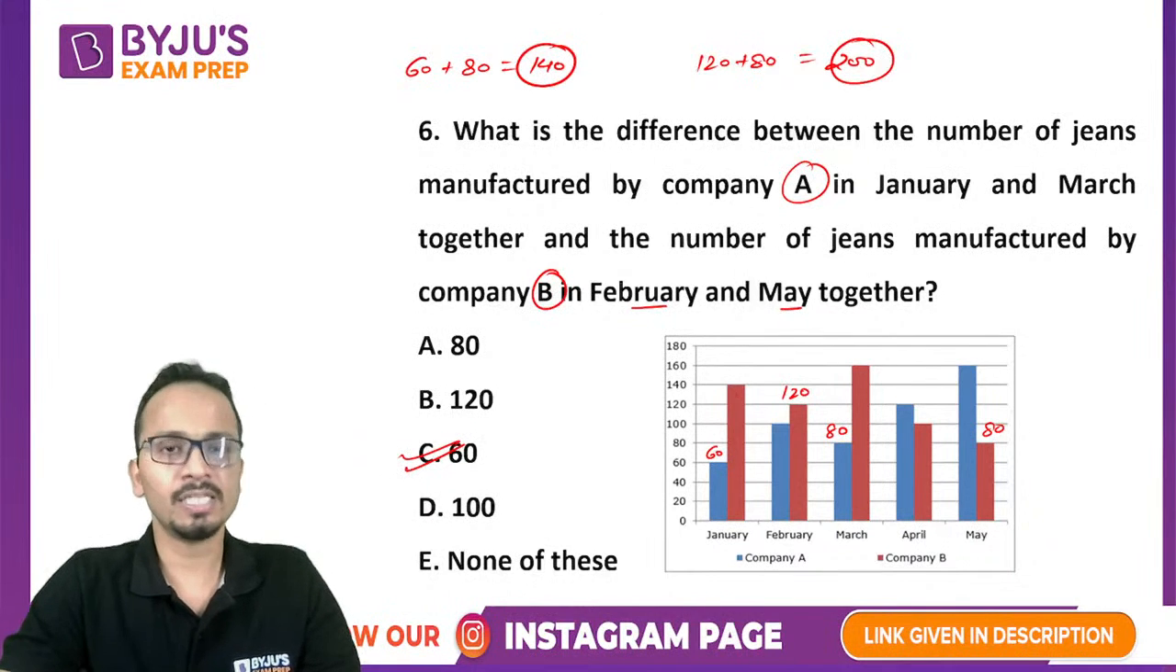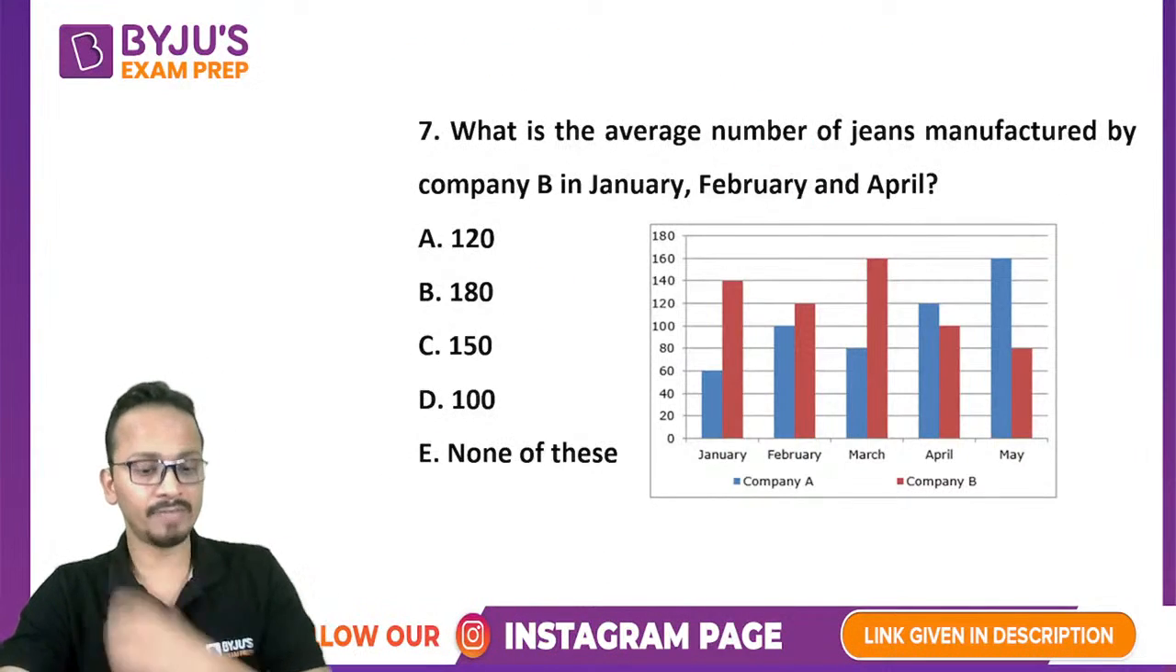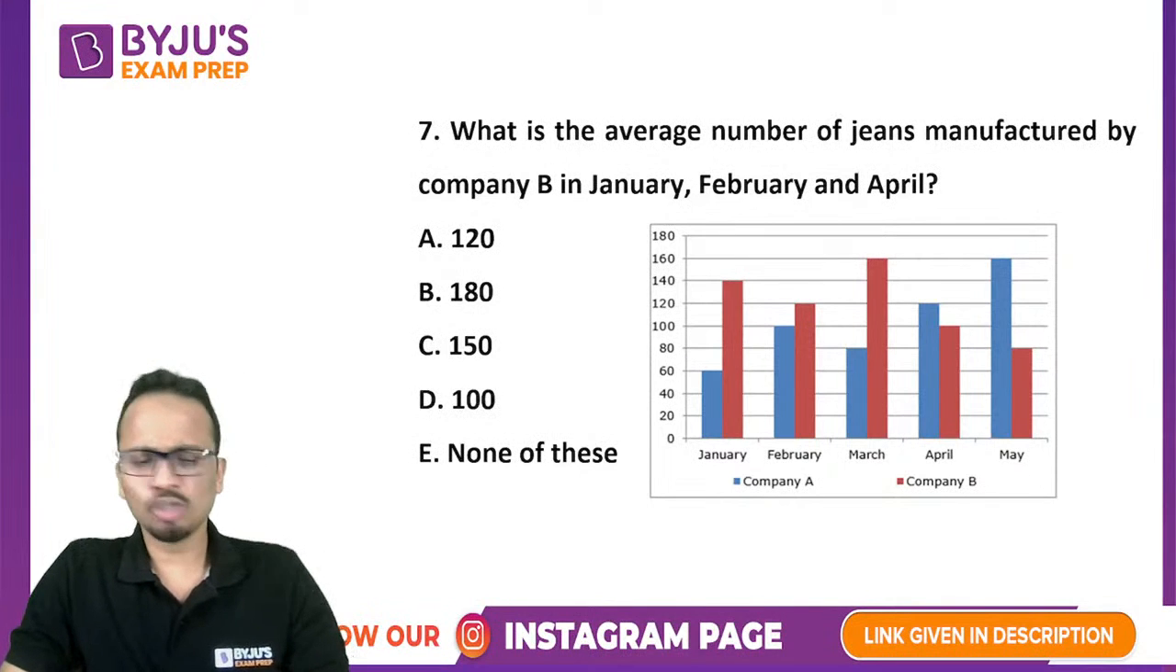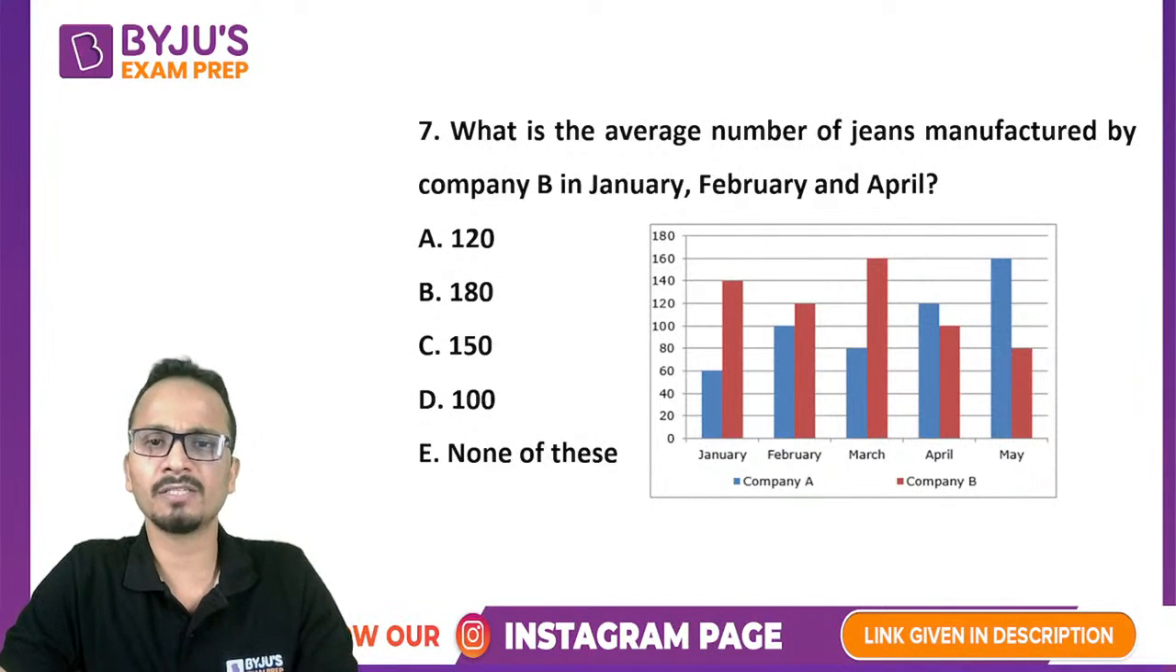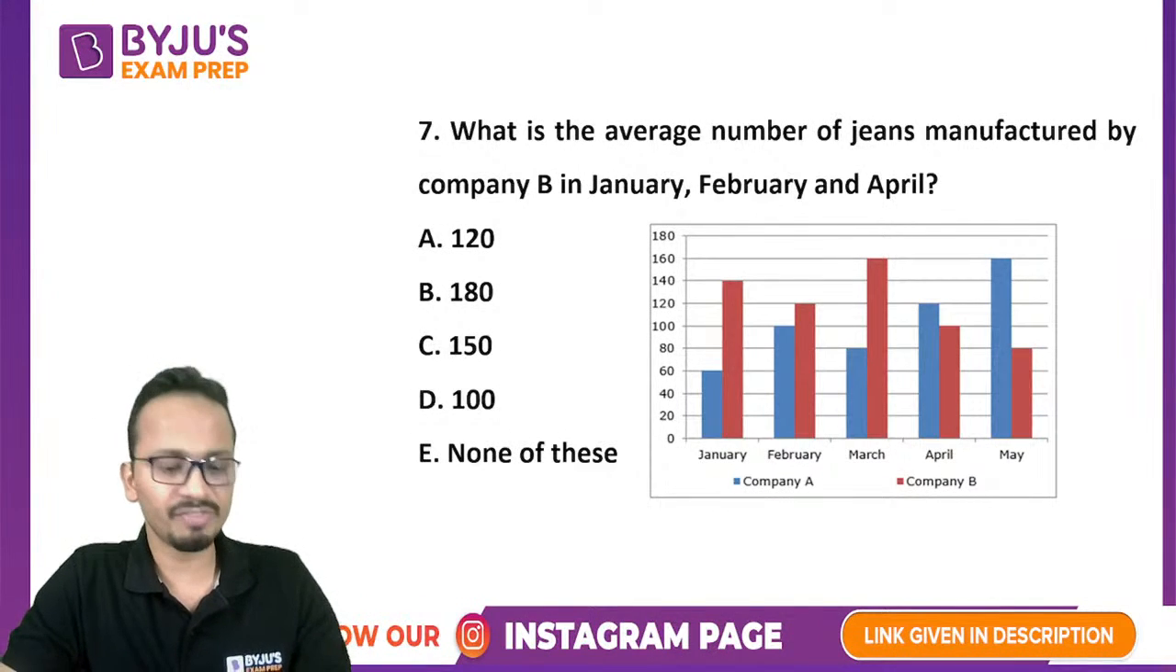All right, let's quickly move on to the next question, question number 7. So this set seems to be a little easy. It's just that this is a bar graph, so we don't have direct values, but picking up the values from this graph is also not very difficult. What is the average number of jeans manufactured by company B in January, February and April?